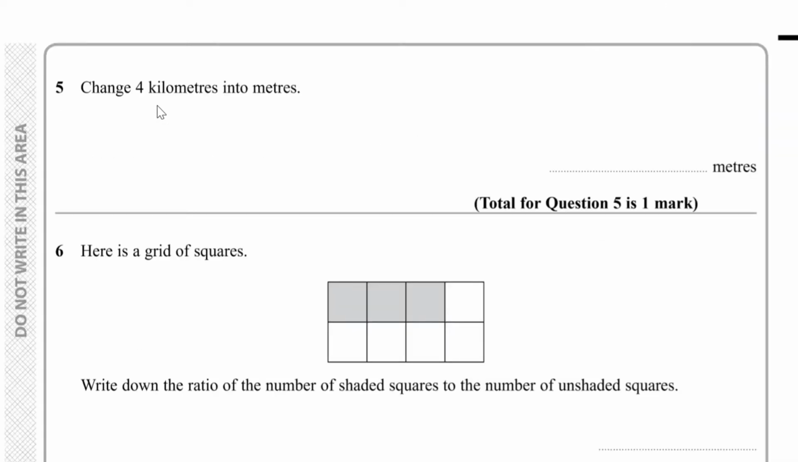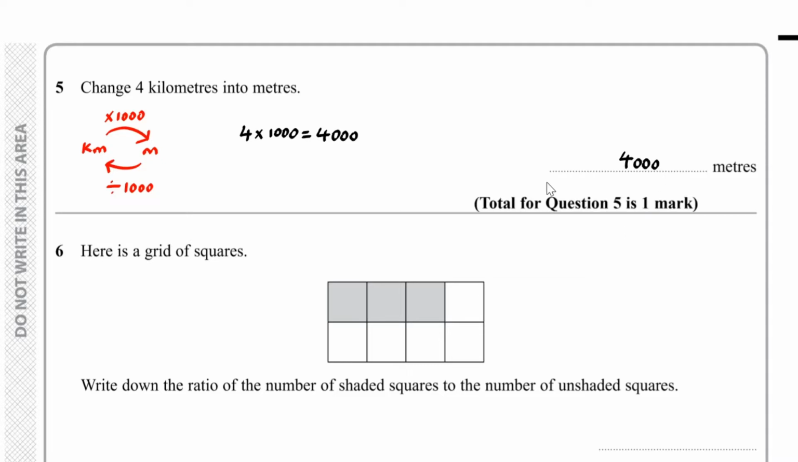For question 5, we have to change 4 kilometers into meters. To go from kilometers to meters, we would have to multiply by 1000, and to go from meters to kilometers, we would have to divide by 1000. So 4 times 1000, that's 4000. So 4 kilometers is the same as 4000 meters.